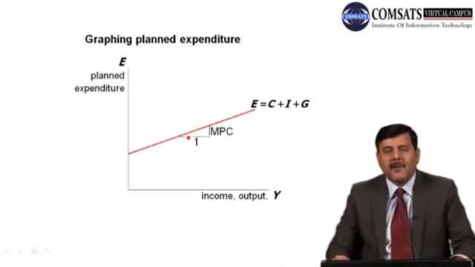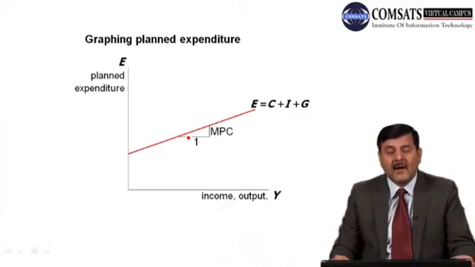Now we'll graph the planned expenditure curve. On the y-axis we are measuring planned expenditure, and on the x-axis we are measuring income or output level in the economy. You can see the planned expenditure curve is positively sloped.